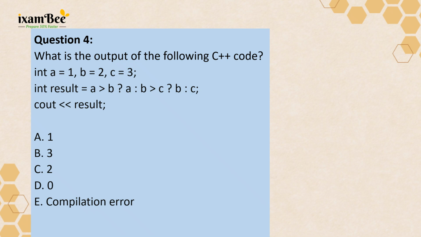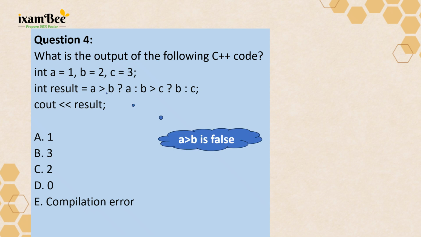Now this is a question on ternary operators. Here we have A assigned as 1, B as 2 and C as 3. And the result is evaluated as A greater than B question mark A colon B greater than C question mark B colon C semicolon. And finally, we are outputting the result.